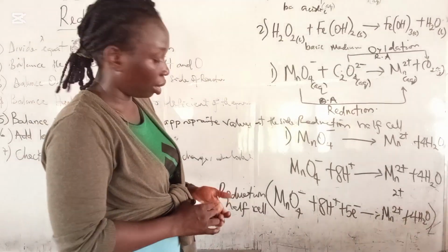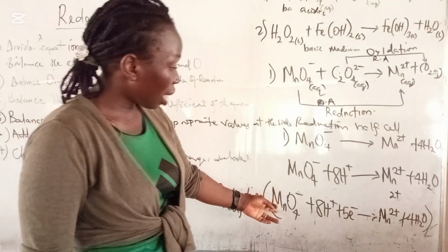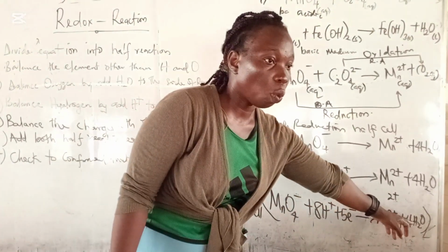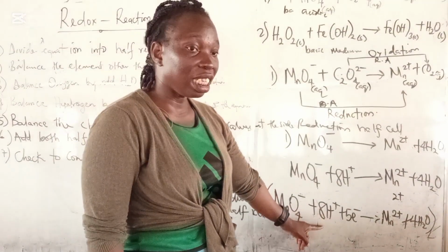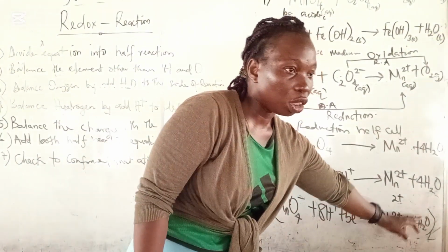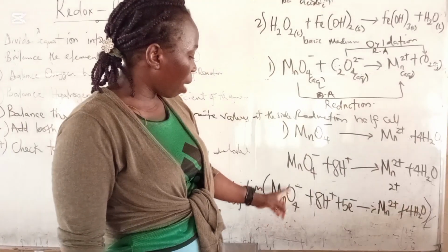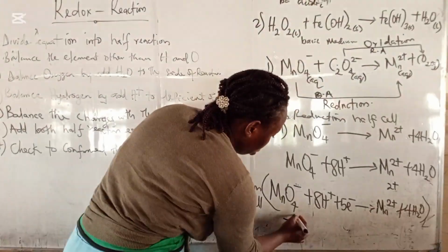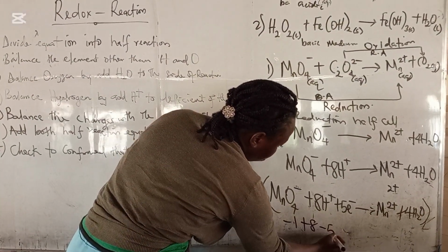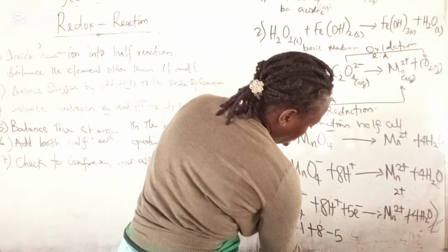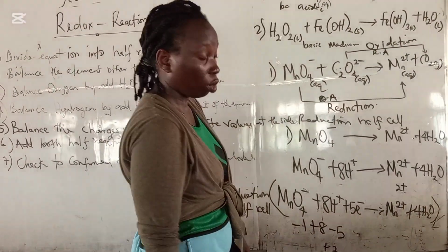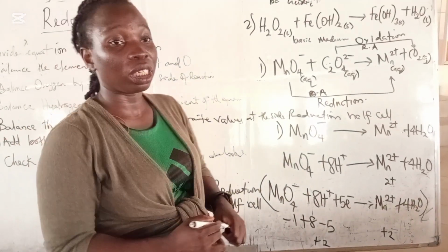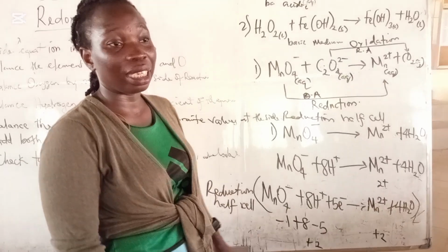How do you know it is balanced? You look at the atoms. Manganese is 1. Manganese at the product is 1. Oxygen is 4. Oxygen at the product is also what? 4. Hydrogen is 8. Hydrogen here is 4 times 2, which is also what? 8. Then the charges, -1 plus 8 minus 5. Look at it. -1 plus 8 minus 5 will give us what? That will give us +2. Then over here is also what? +2. So the charges, the atoms of oxygen and hydrogen and every other element is balanced.